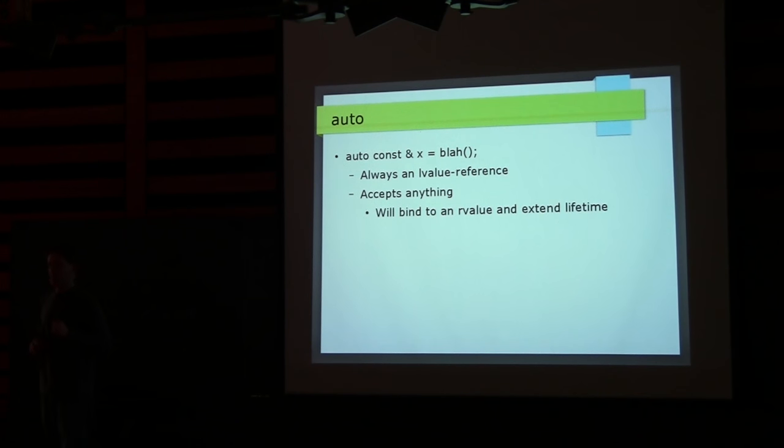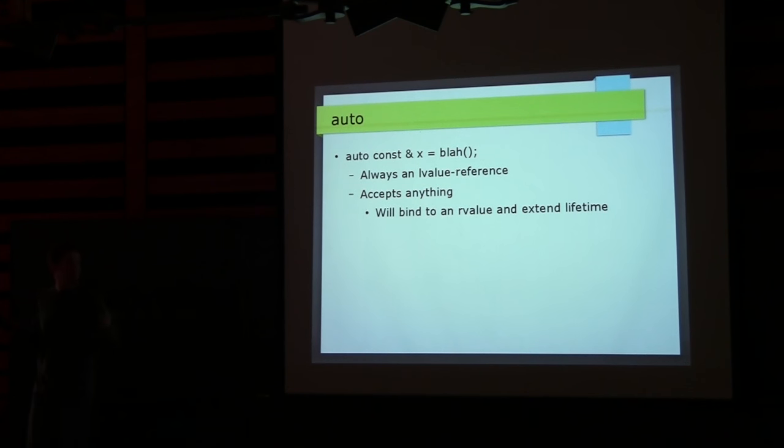And finally, we can say auto const ref. Conceptually, what this means is I'm just going to look at the value. I don't care if it was a temporary. I don't care if it exists somewhere else and it's going to persist. This also accepts anything because it can bind to a temporary, just like the regular reference to const that we're used to, and it extends the lifetime. So as long as that X is alive, that temporary that it binds to is alive.